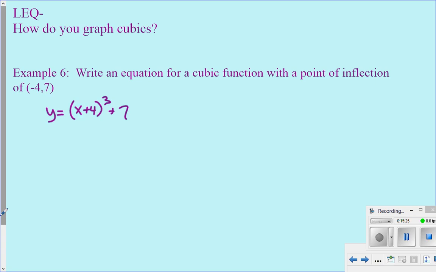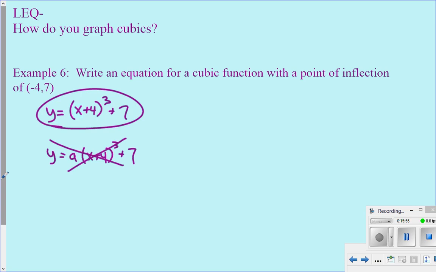Now keep in mind, and we'll do some of these later in the unit, but if we were given another point, then I would be putting an a in the front. And then I would take the point that I was given and substitute in for x and for y, solve for a, and then substitute that a value back in, just like we did in the previous unit with quadratic equations. But because we weren't given a second point, then we don't have to do that step. We just write the equation with a value being 1.